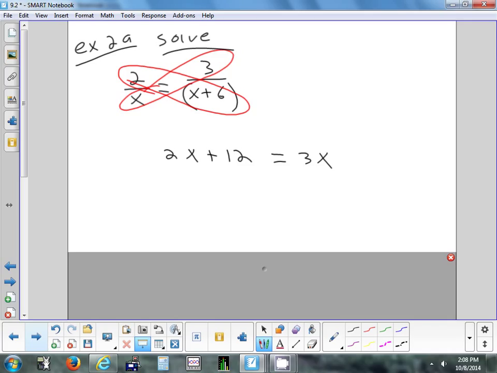So now we can use our basic steps we already know. What's my next step to solve for x? Actually, it's my next step and my last step. You subtract 2x. Subtract 2x. Your 3x minus 2x is just 1x. What's on the other side? 12. So as long as you know how to use your basic equation solving, bringing the x's to the other side, you're done. x equals 12.